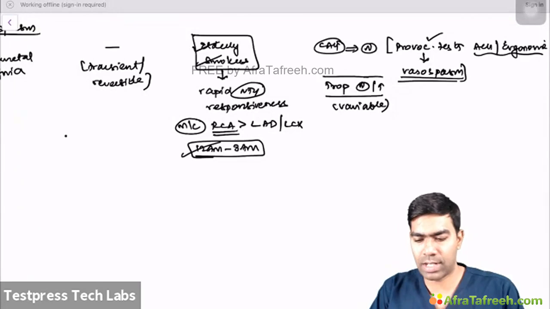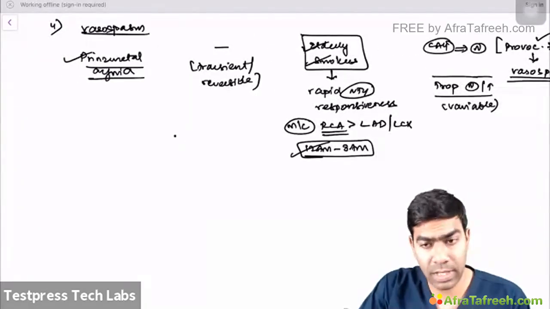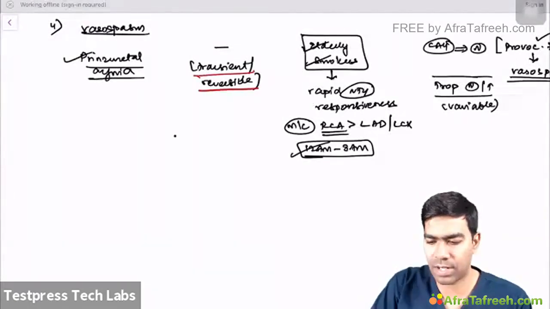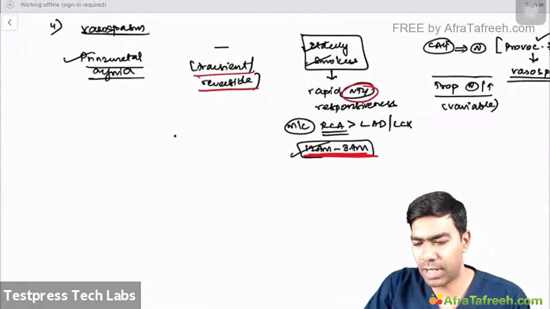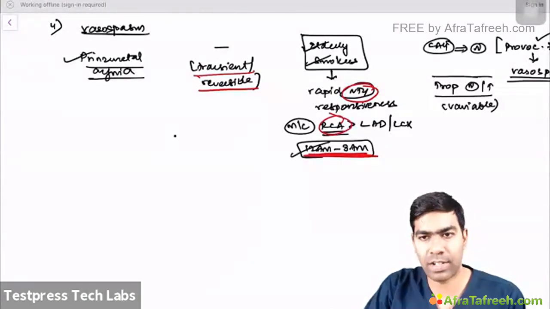This condition is going to give tremendous confusion with STEMI in exam. You'll be thinking about a STEMI, but the keywords in exam will be this transient reversible ST elevation, rapid NTG responsiveness, happening typically in the night, midnight. RCA is affected more than LCA, so RCA territory is affected. These are the pointers towards vasospastic angina, that is Prinzmetal angina.